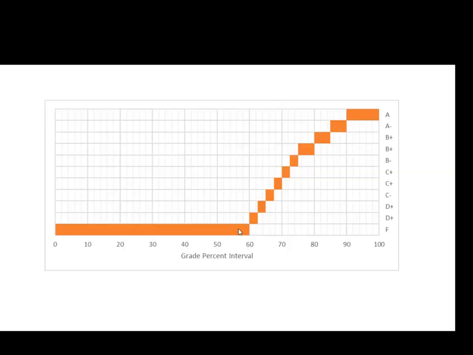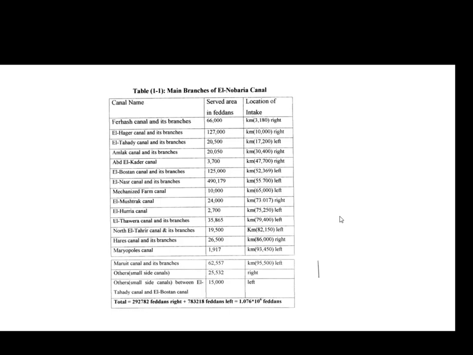And here I used a bar chart that shows how the differences are made between A and A minus, between A minus and B plus. This is another example where we have canals with surveyed area and location of intake in kilometrage, and some of it is to the right and some of it is to the left of the canal.